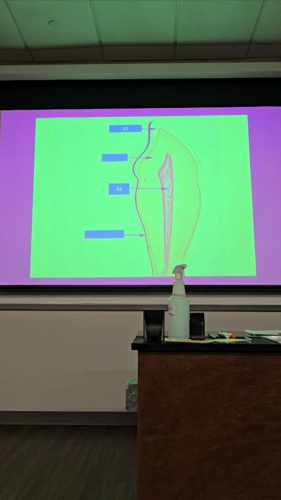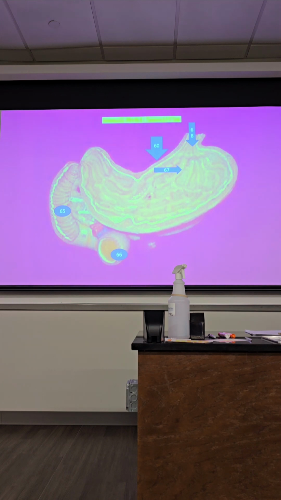Okay, what's this we're looking at? Okay, so what is 63? Enamel. And what is 64? Pulp. Pulp, okay? So practice this in case you see a picture. Okay, what is this a picture of? The stomach? Okay. Alright, so let's start from 66.